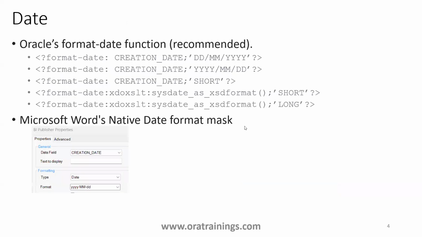And coming to the date. For date we have a similar functionality like format-number, and similarly we have format-date, wherein we have to mention the XML element and the date format mask like DDMMYY or YYYY. We also have specific XSLT functionalities for the purpose of sysdate, and we have a short or long kind of thing also. And for formatting a date using MS Word, we just need to select the data type as date, and you can select the appropriate format mask.